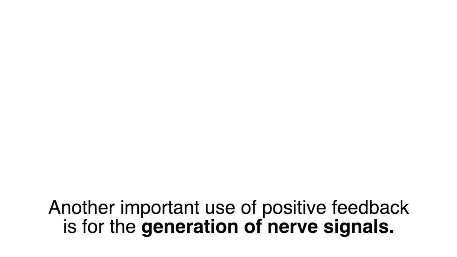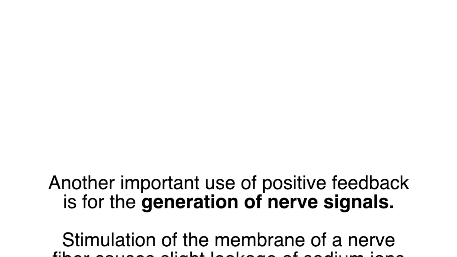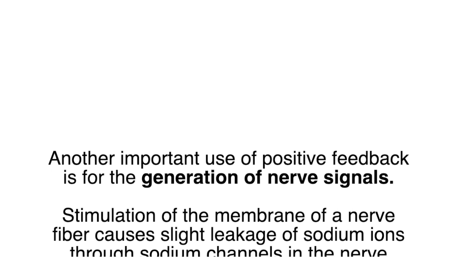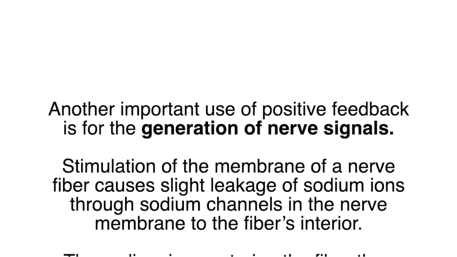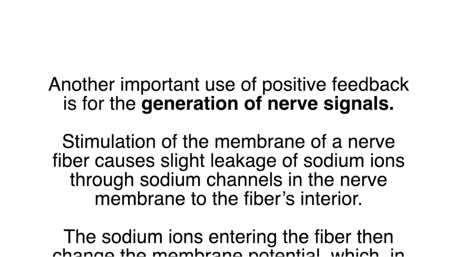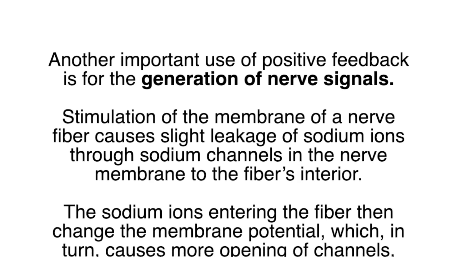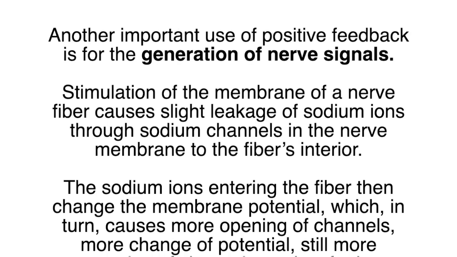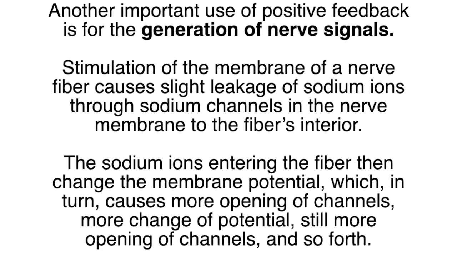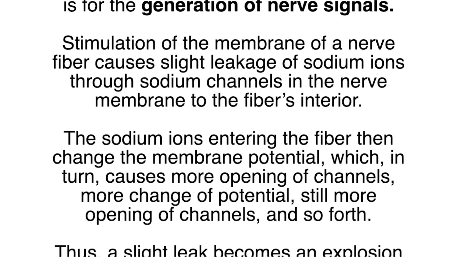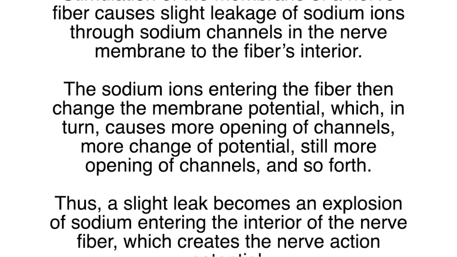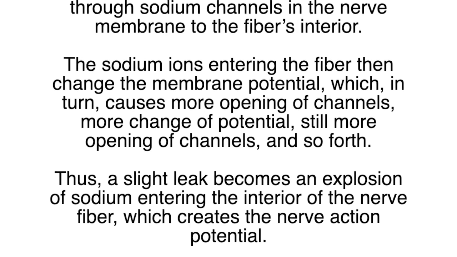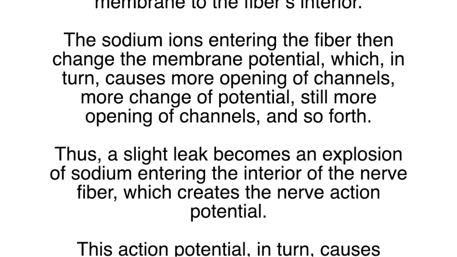Another important use of positive feedback is for the generation of nerve signals. Stimulation of the membrane of a nerve fiber causes slight leakage of sodium ions through sodium channels in the nerve membrane to the fiber's interior. These sodium ions entering the fiber then change the membrane potential, which in turn causes more opening of channels, more change of potential, still more opening of channels, and so forth.